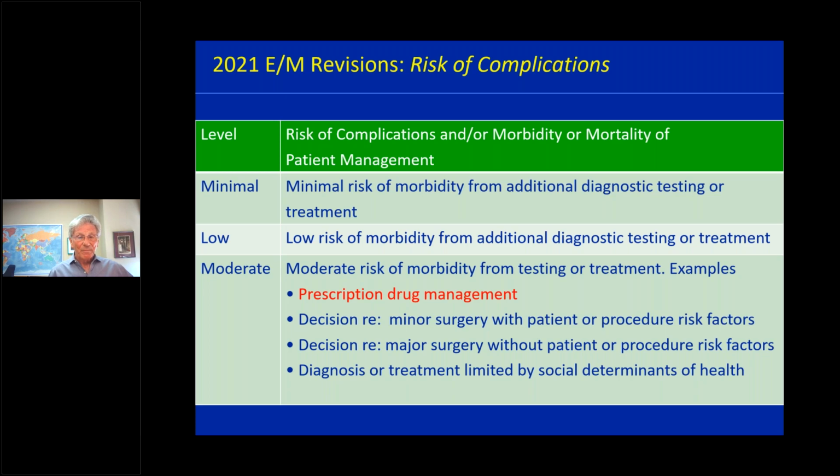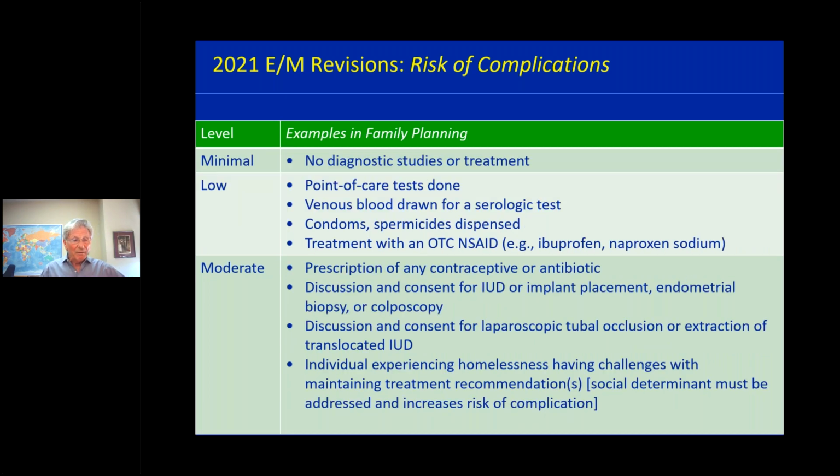Okay, next. Some examples of that in family planning: if you see a patient and no diagnostic studies or treatment are ordered, that's minimal. Low would be a point of care test done, dispensing condoms and spermicides, treatment of, let's say, menstrual cramps with an over-the-counter NSAID. And then moderate is prescription of any contraceptive that is a prescription contraceptive, pill, patch, ring, an IUD, and so on, or a prescription of any antibiotic.